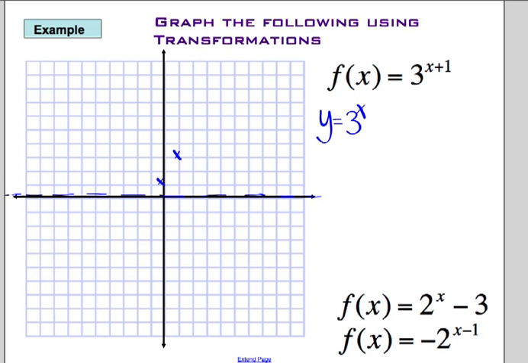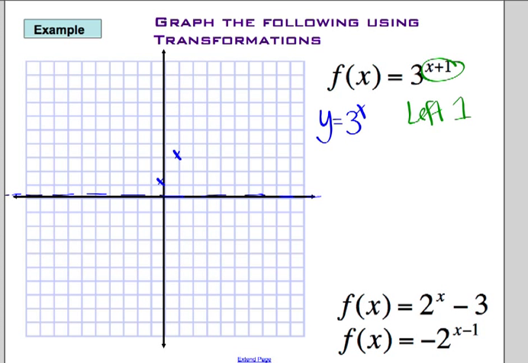But that's not the graph I want. I want 3 to the x plus 1. Now what does that plus 1 next to the x mean? Hopefully you're deciding that it's moving this graph left 1 unit.